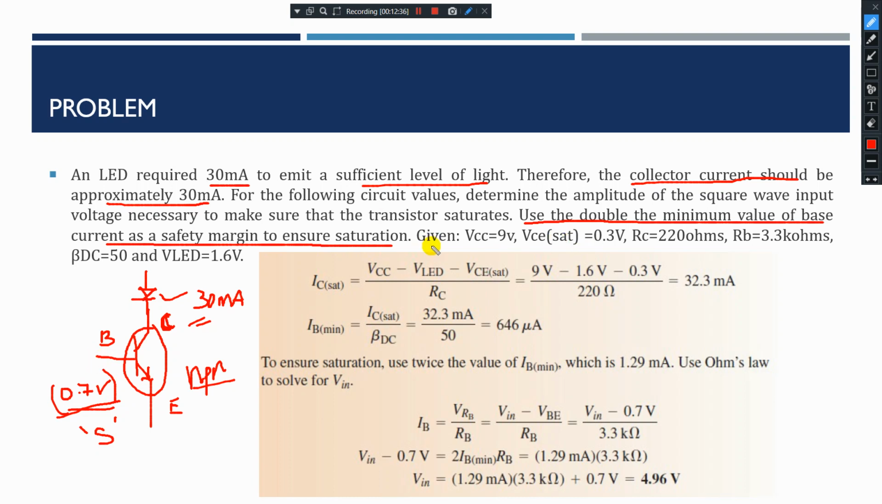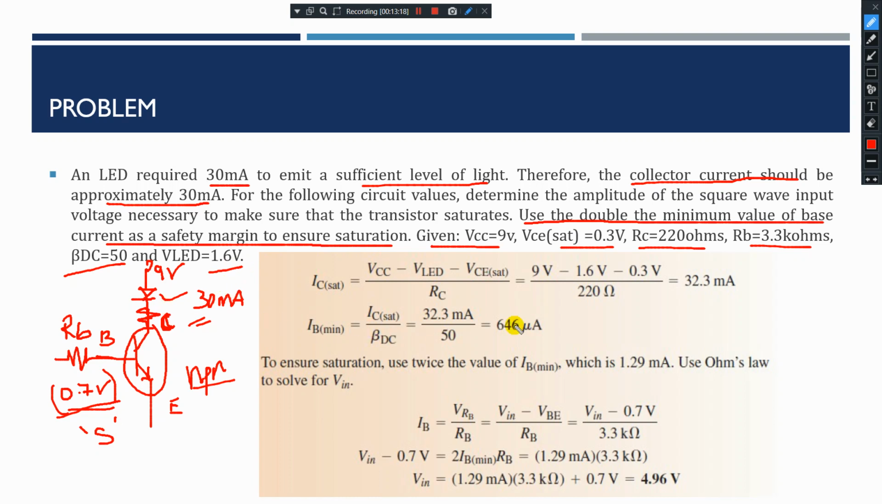Now, what are the given values? VCC is equal to 9 volt. It is nothing but the voltage here. VCE saturation is equal to 0.3, which is a drop here. RC is equal to 220 ohms, that is the resistor of your collector, which is here. Then RB is equal to 3.3 kilo ohms, the base resistor, which comes here. Then we have beta DC, which is 50, provided by the manufacturer. Then we have VLED, the voltage of the LED. The LED needs a minimum of 1.6 volt.